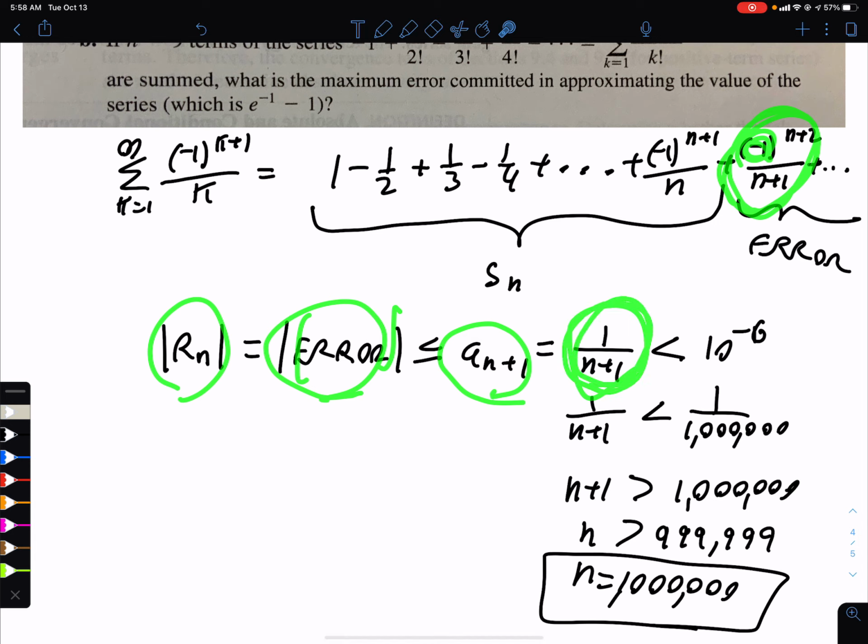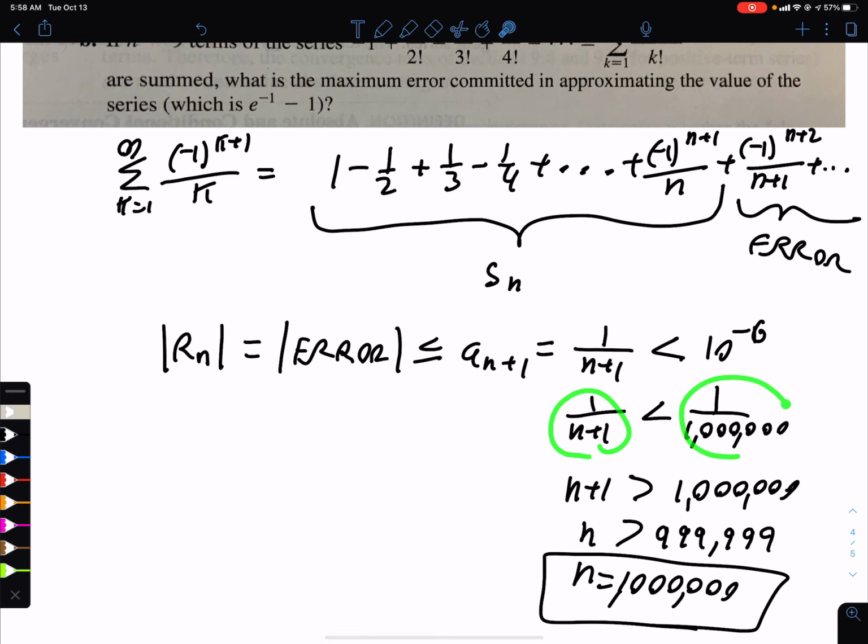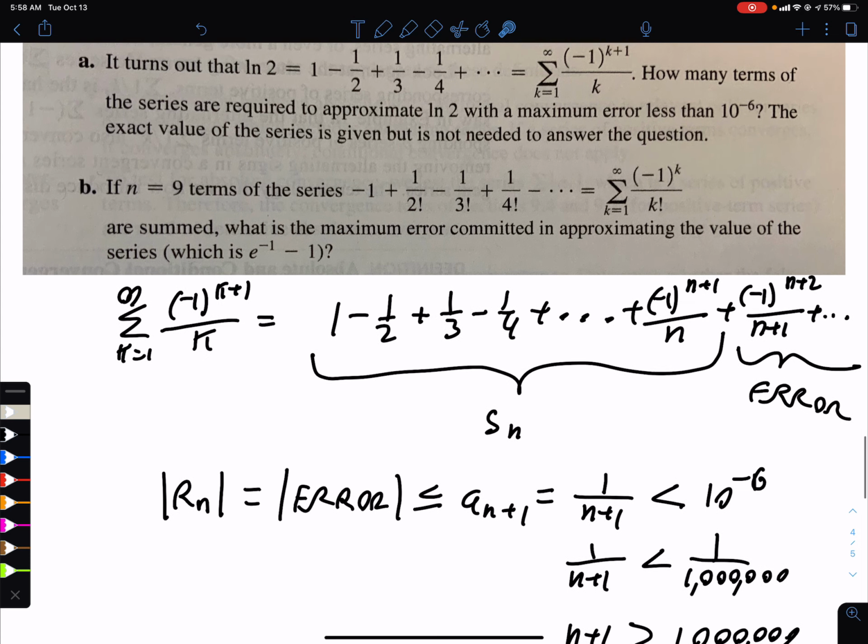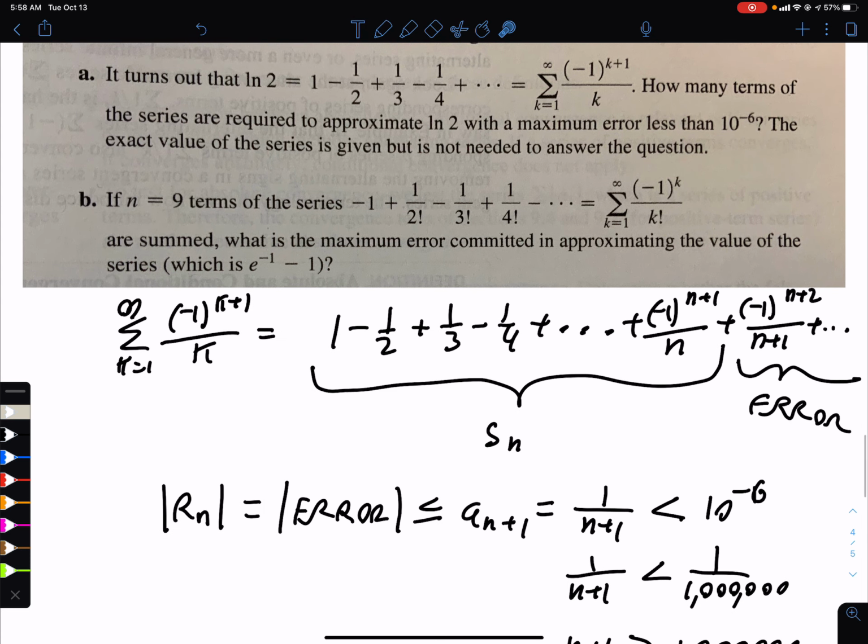And I want that to be less than 10 to the negative 6th. So I reciprocated both sides, but if you do that with an inequality, that switches. I subtract 1 from both sides, so the number of terms must be greater than that, which is 1 million. So 1 million is the minimum number of terms so that the accuracy of ln of 2 is within 1/1,000,000th, or the error is less than 1/1,000,000th.